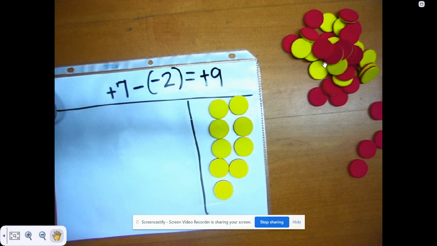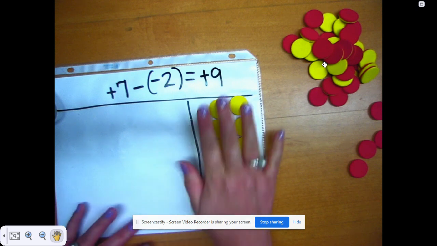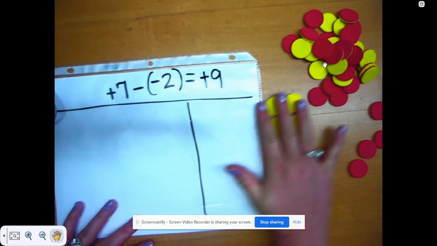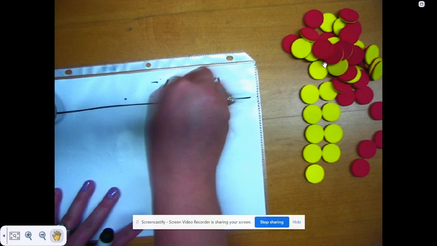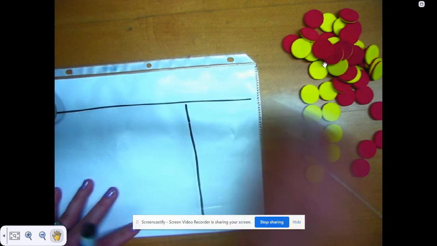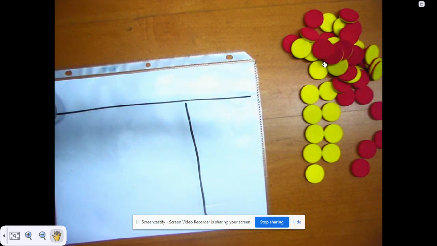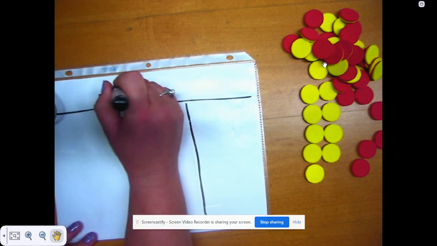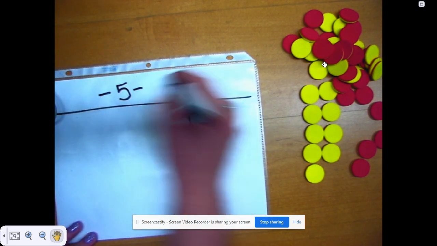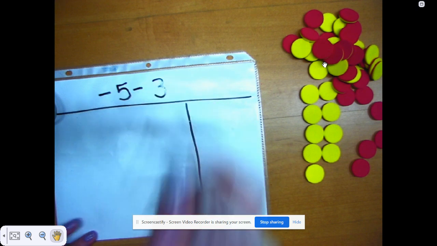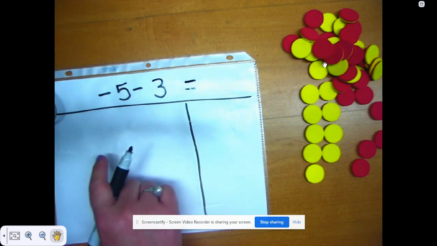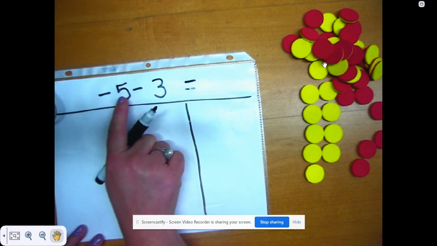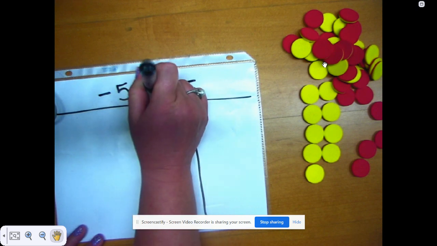I told you it was going to get harder, and it takes a minute to wrap your brain around it. Just keep practicing with me. Let's try another one. Let's try negative 5 minus 3. First of all, what does this actually say? It actually says negative 5 minus positive 3.